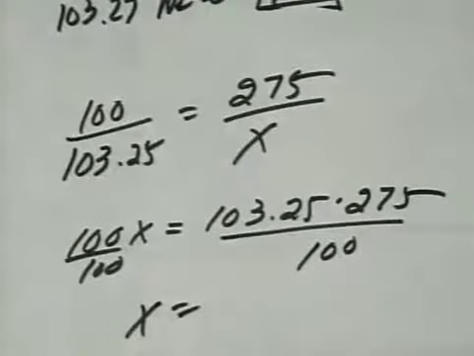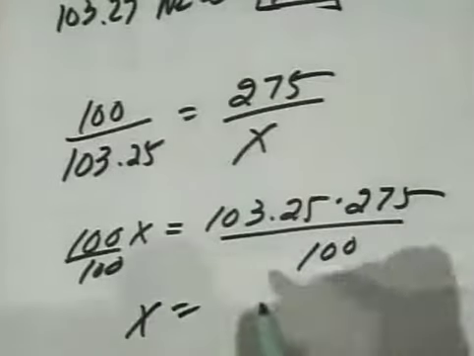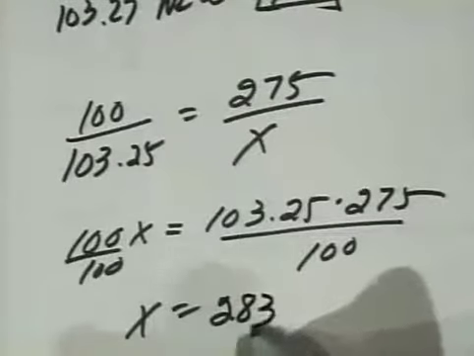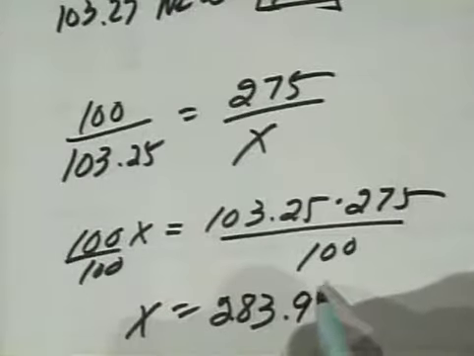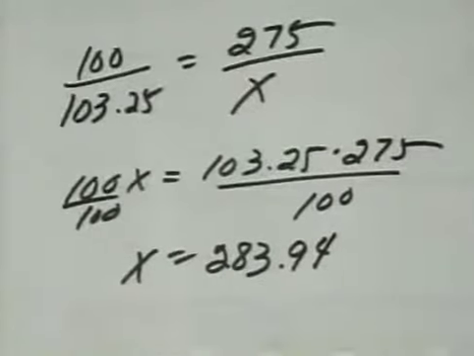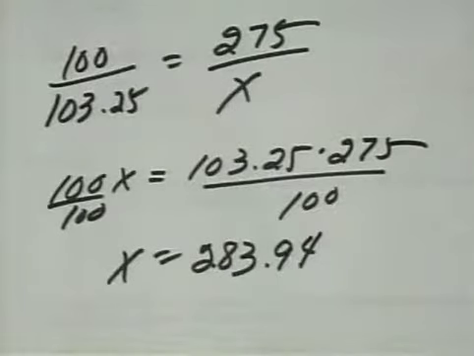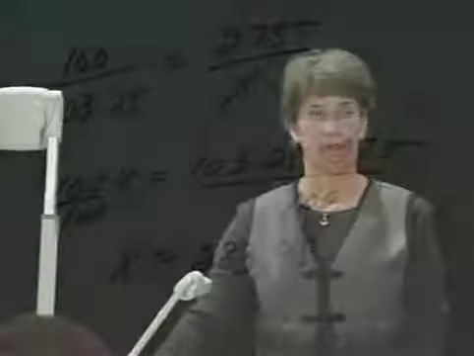Someone help me, who's got an answer? 283, they're telling me, point. They're saying round it to .94. So no one's lost. Everyone's on target. That's the plan. Great. In each case, we were looking for a new value there.